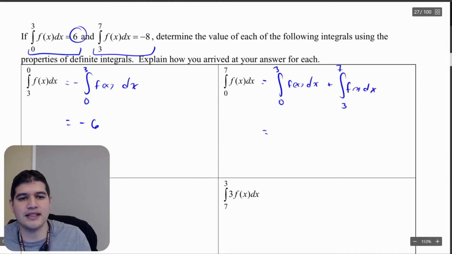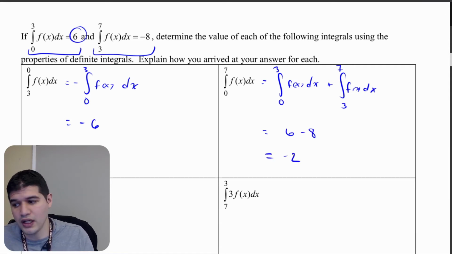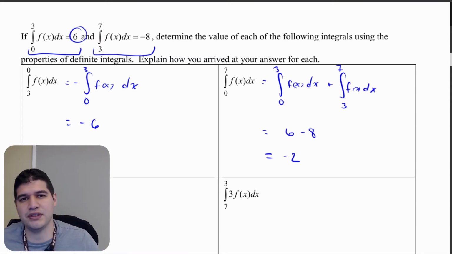All right, and I'm going to add these together. So I'm going to have 6 plus a negative 8, so 6 minus 8, and this is going to come out to be negative 2. So what I want you to do is go ahead and finish these problems and see if you get the exact same answers that I do.